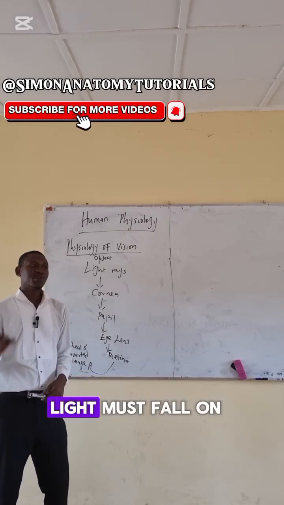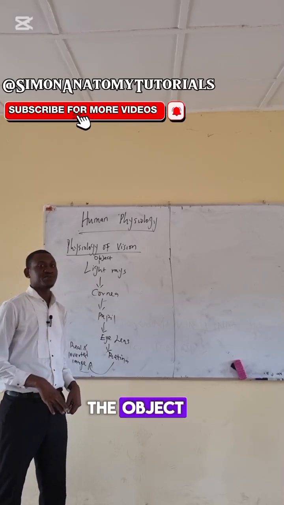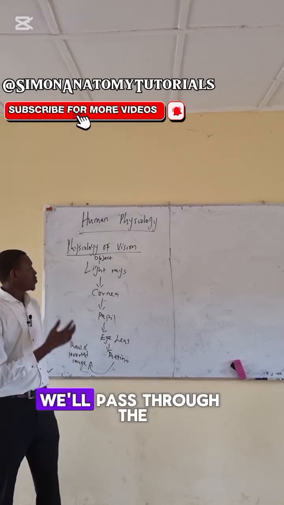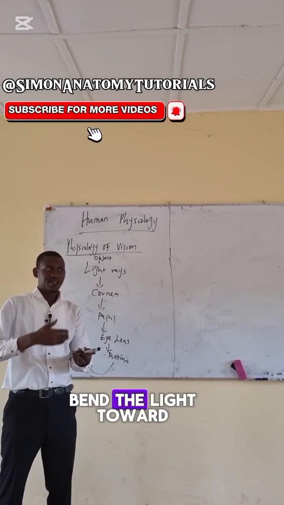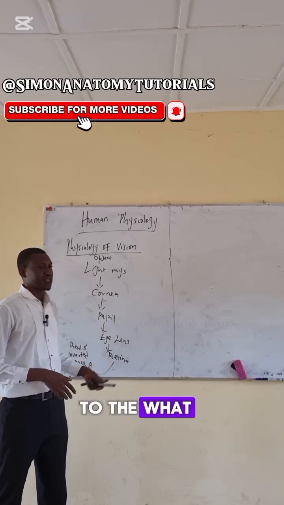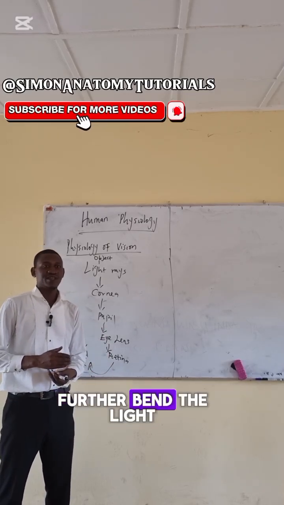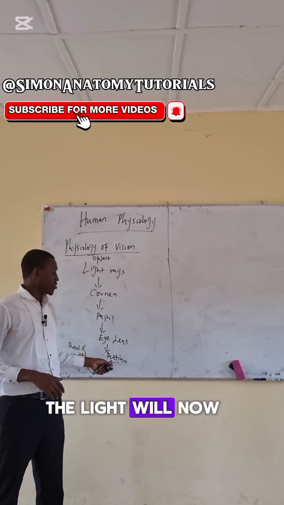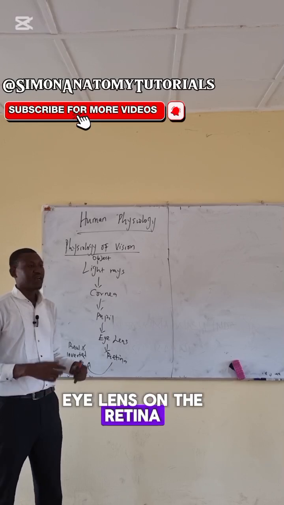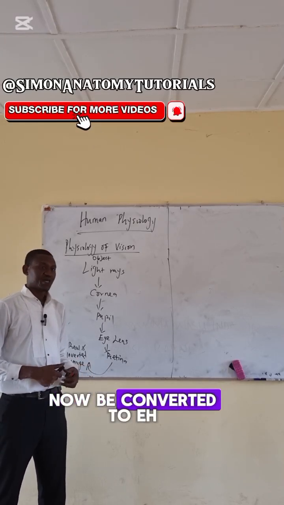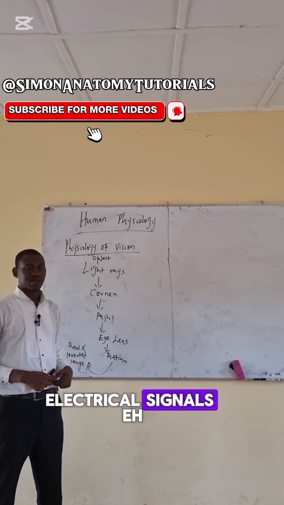So first of all, light must fall on the object. When light falls on the object, the reflected ray of light will pass through the eye cornea. The eye cornea will bend the light toward the pupil. The light will now pass through the pupil to the eye lens. The eye lens will further bend the light or further refract the light. When the light is refracted, the light will now be focused by the eye lens on the retina. This light ray will now be converted to electrical signals in the retina.